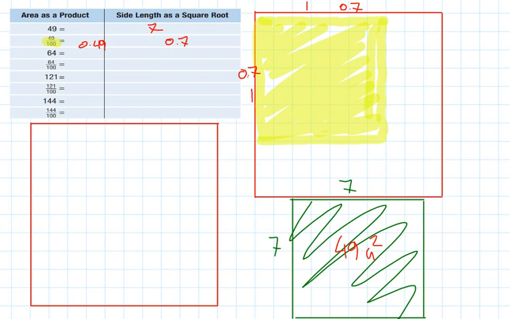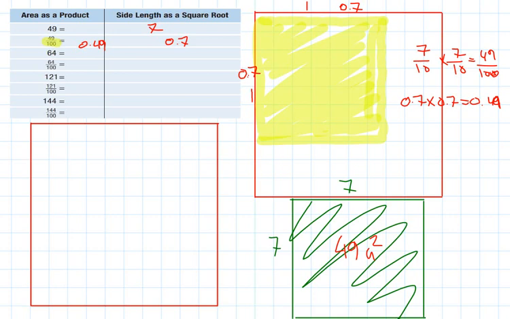And if you notice, 0.7 is actually larger than 0.49. That shouldn't be surprising, because 0.7 is 7 over 10 times 7 over 10. 7 by 7 is 49, 10 by 10 is 100. And so 0.7 times 0.7 equals 0.49.